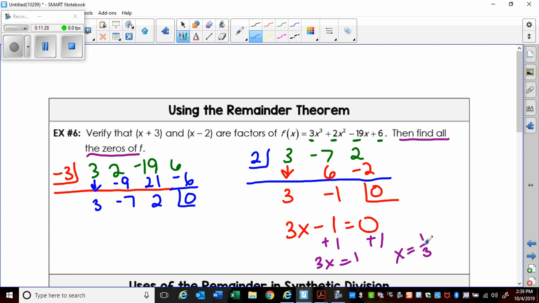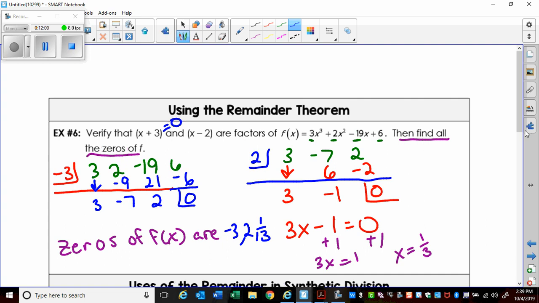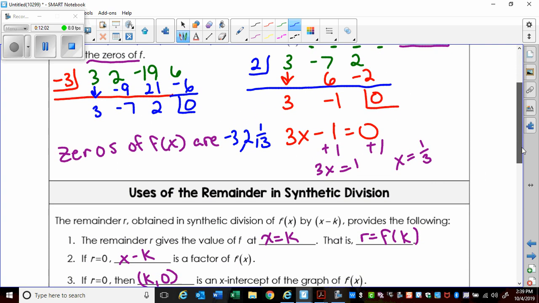Now all of the zeros of f of x are, I have to remember these. You have to remember them. When I set this equal to 0 and move the 3 over, it's actually going to be a negative number. So negative 3. This one is going to be positive 2, and positive 1/3. Those are my solutions, or my zeros, or my x-intercepts. There's a lot of names for those.